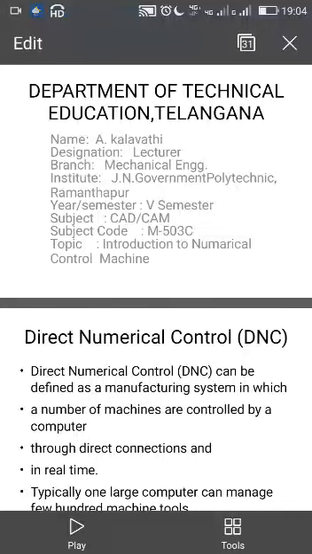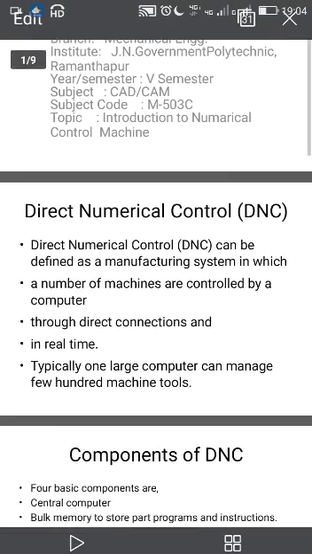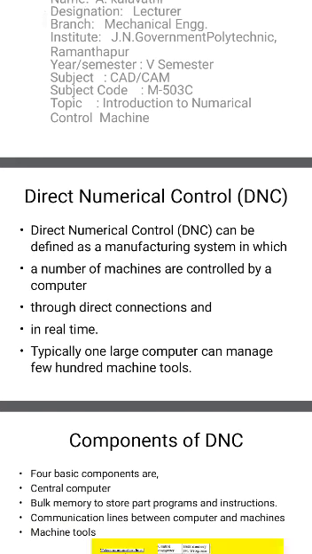Today we are going to start direct numerical control, that is DNC. Last class we studied about CNC. Now we are going to start DNC. DNC is called direct numerical control. So what is this direct numerical control? What work does it do, we'll see.